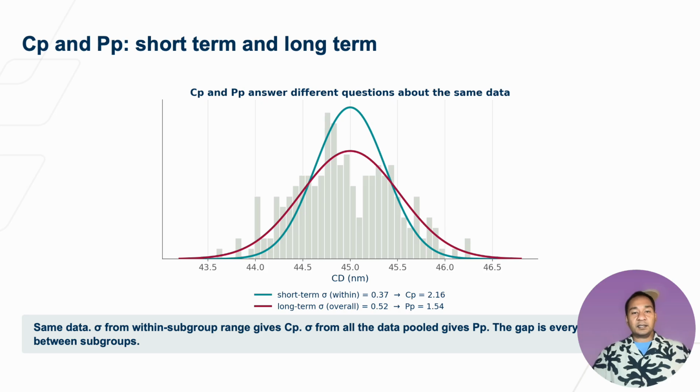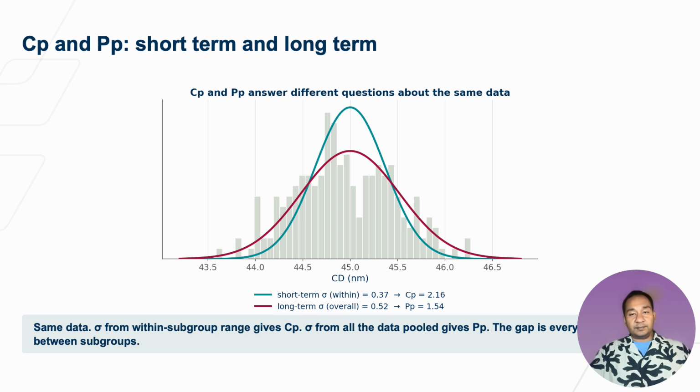Now a distinction that causes real argument in the industry. Same data, two different estimates. Sigma from within-subgroup range, R bar over d2, is short term. It captures the variation present within a subgroup over minutes. That gives you CP and CPK. Sigma from all the data pooled is long term. It includes everything that drifted between subgroups over the whole period. This gives you PP and PPK.